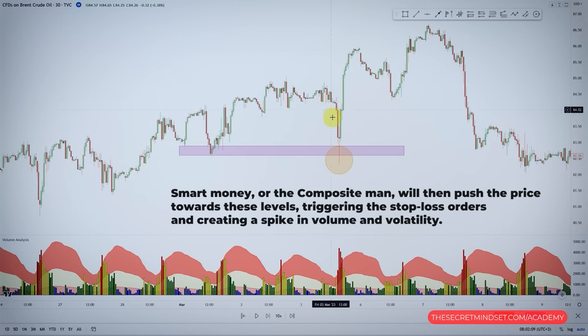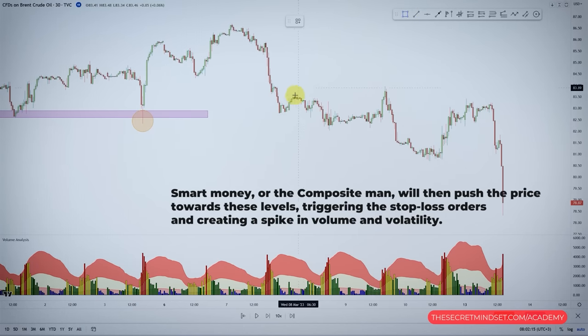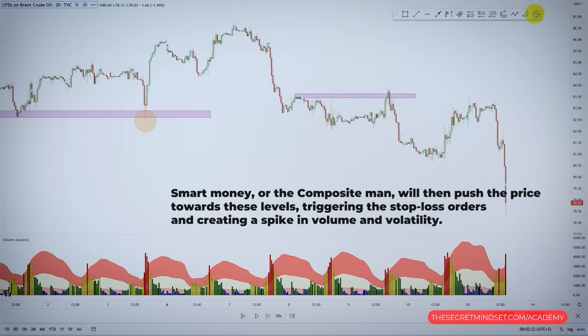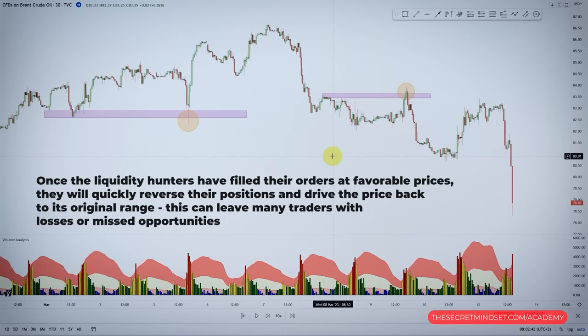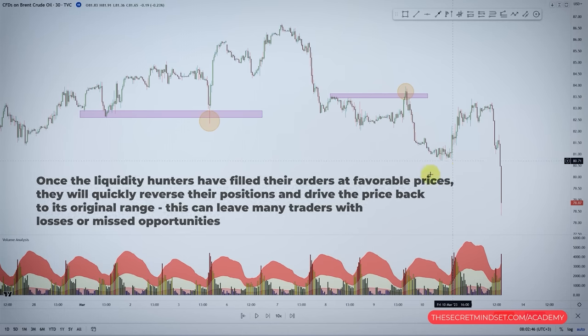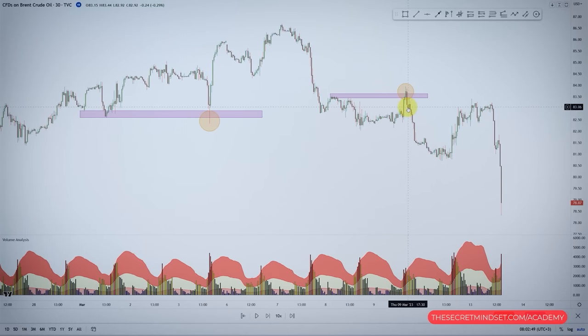Smart money, or the composite man, will then push the price towards these levels, triggering the stop-loss orders and creating a spike in volume and volatility. This spike can also cause other traders to panic and join the move, creating a double trap. Once the liquidity hunters have filled their orders at favorable prices, they will quickly reverse their positions and drive the price back to its original range. This can leave many traders with losses or missed opportunities, while the composite man profits from the price swing. This is one of the main strategies used by smart money to make money. Liquidity is the third component in your smart money trading plan.